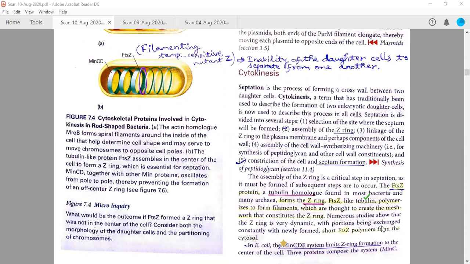Then everything else has actually been discussed. So what is the role of FtsZ? It will develop some kind of constriction, from where the cell is going to divide, so that a septum can be formed. So this septum formation is a function of FtsZ. Then we move to the next page.